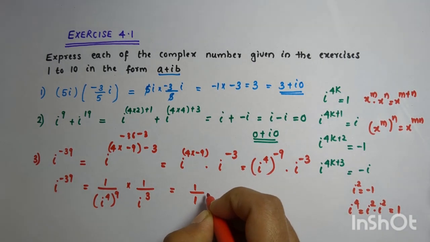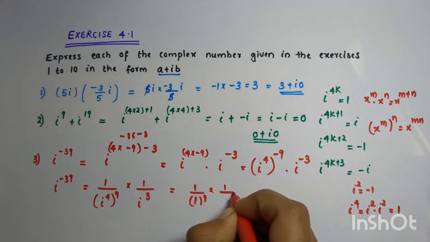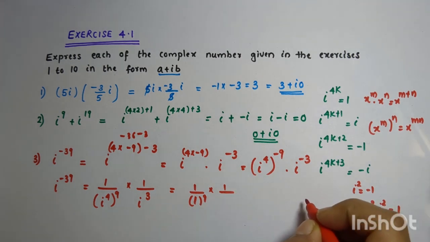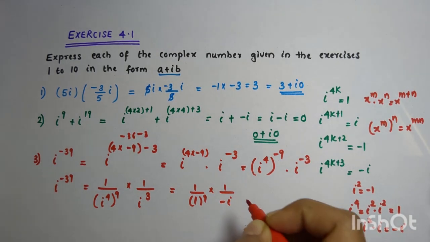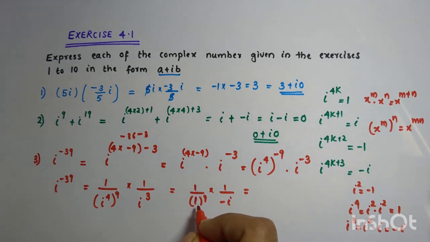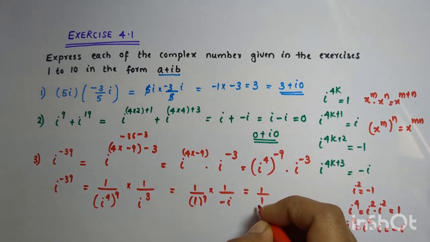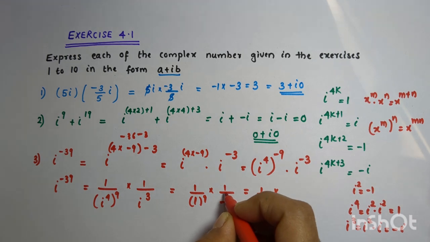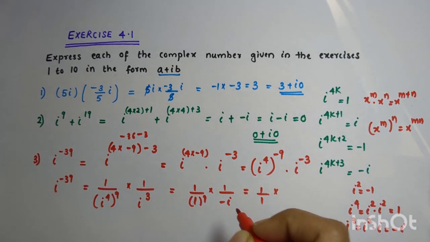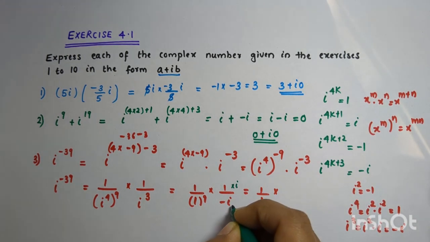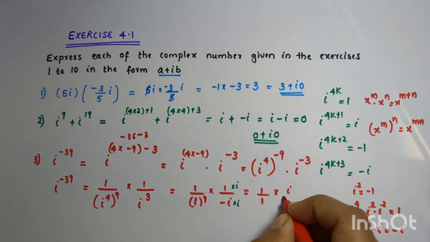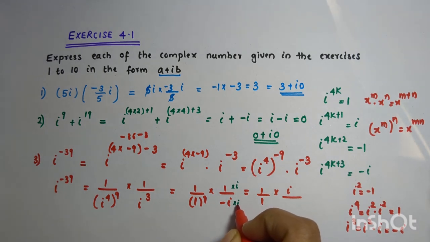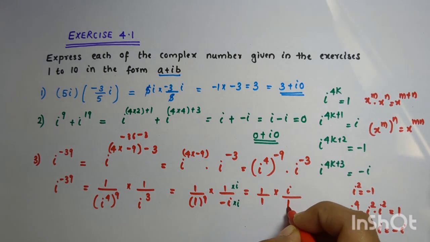So 1 by 1 raised to 9 into 1 by i cube. i square is minus 1. i cube is actually equal to i square into i, minus 1 into i, which is minus i. So 1 by 1 raised to 9 is 1 itself, so 1 by 1 into 1 by minus i. I am just multiplying both the numerator and denominator with i. So this becomes 1 into i divided by i into i square, which is minus 1. That minus into minus becomes plus 1.